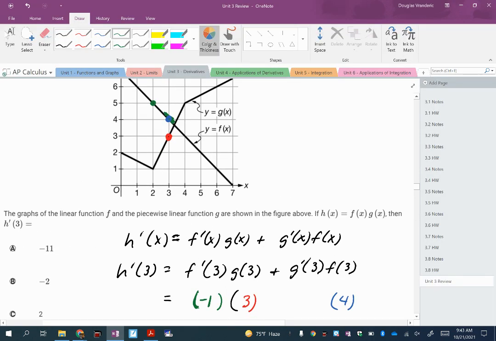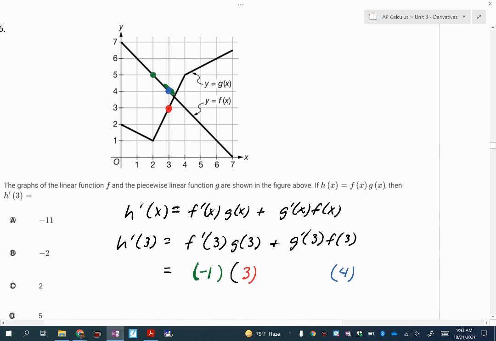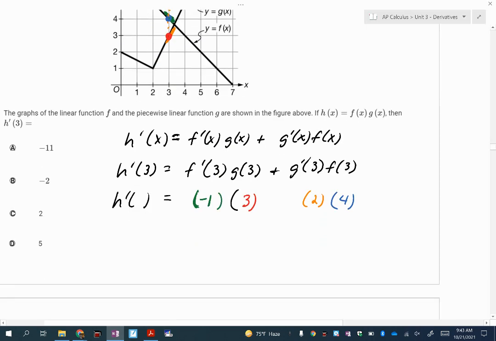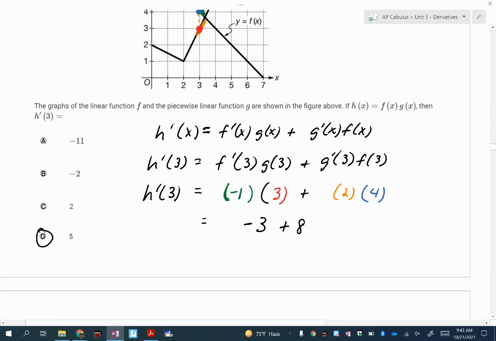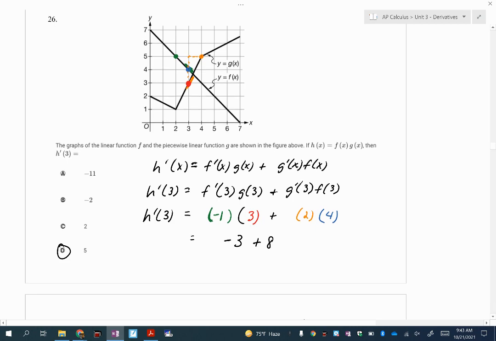Now, doing the same thing, I'll use orange for the g of x function at 3. We'll notice that we have a slope that's a positive slope and a little steeper. So I find the slope of this piece of the piecewise function, that's up 1, right 2, right? Up 1, right 2. So my slope is going to be positive 2. So if I go ahead and deal with this algebra, I can find what h prime of 3 is equal to. So negative 3 plus 8, which is positive 5. That's number 26. Let's keep going to number 27.